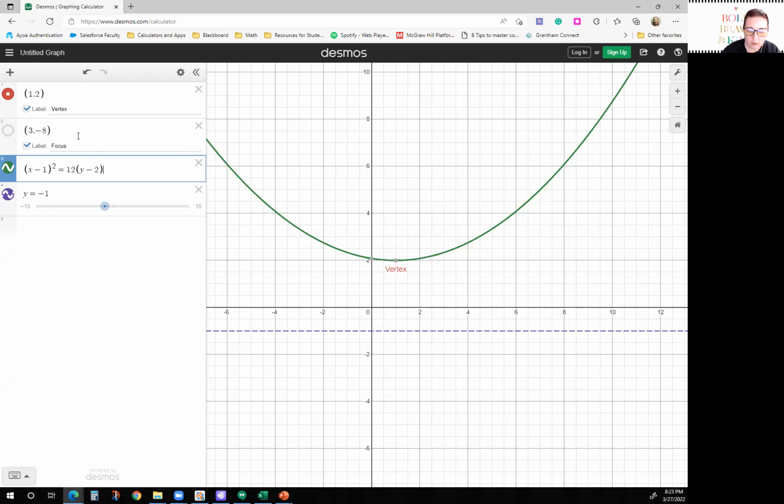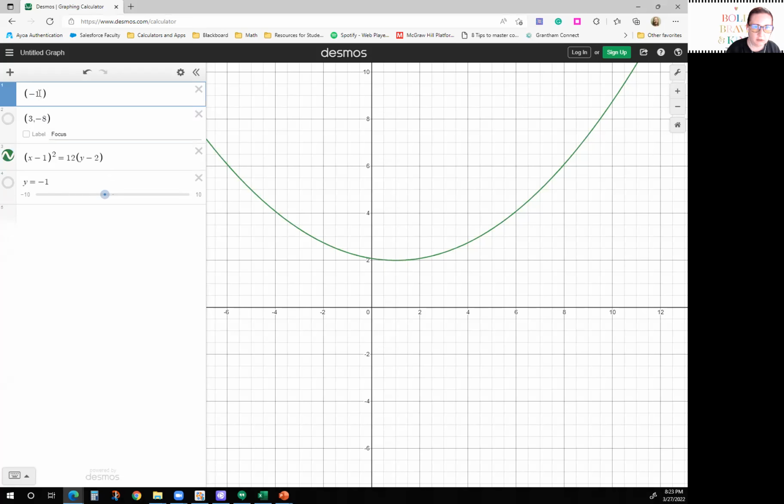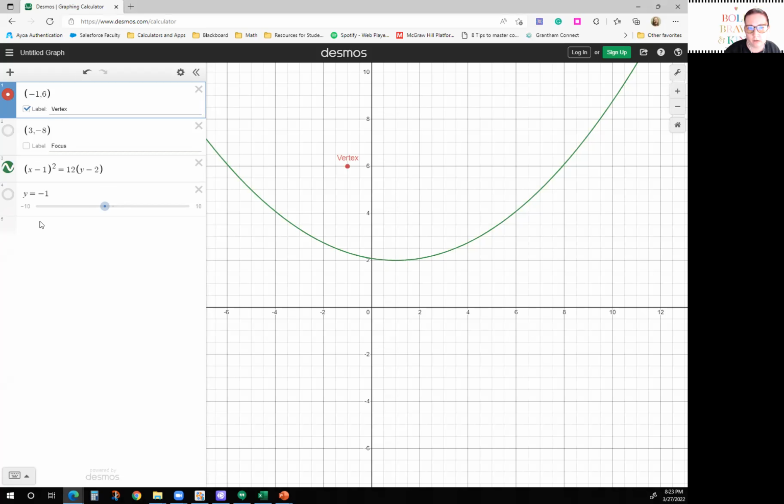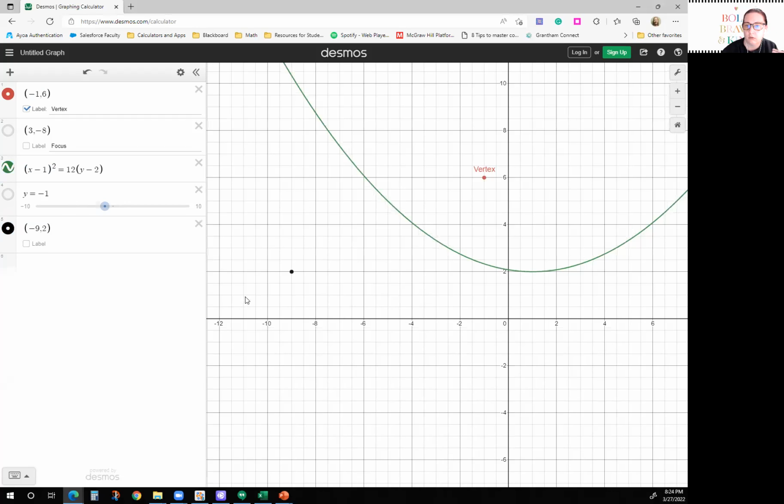So here, when you're checking your work, we're not given a focus, we're not given a directrix. I've got my vertex, which is -1, 6. I can just plot the other point, -9, 2, and I want to make sure that my equation goes through that other point, which is over here.